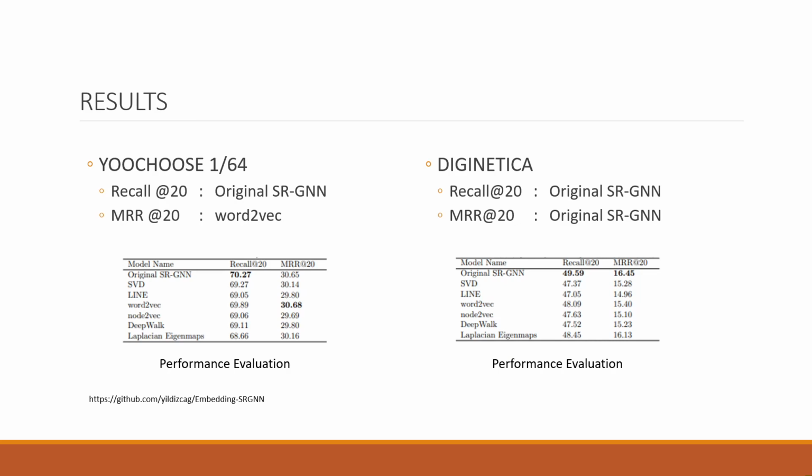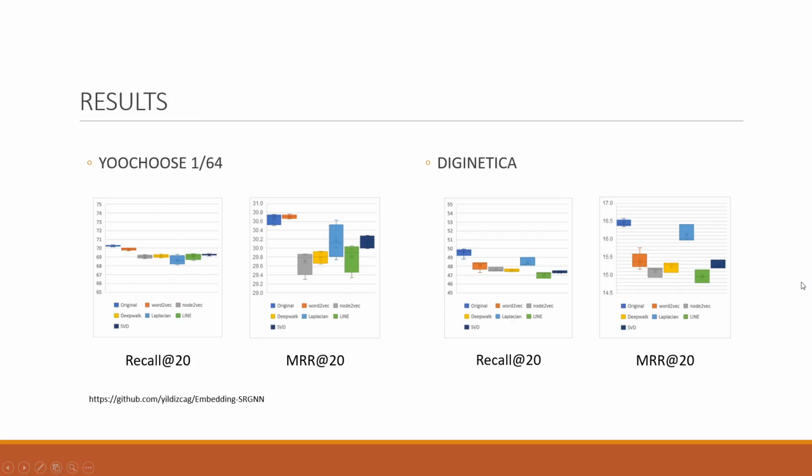For the Diginetica dataset, again, SR-GNN with applied differing embedding techniques was not able to show better performance than the original one in terms of both Recall at 20 and MRR at 20. These graphs show the result of each execution together while comparing them with the results of the original SR-GNN.